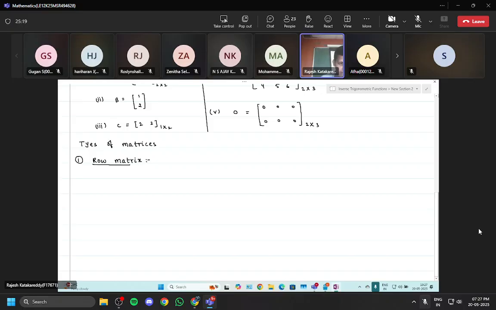So the row matrix is like, we say a matrix, maybe not A, let us use M. M is equals to Aij of order M by N is a row matrix if M is equals to 1. In other words, if the number of rows is equals to 1. Clear?